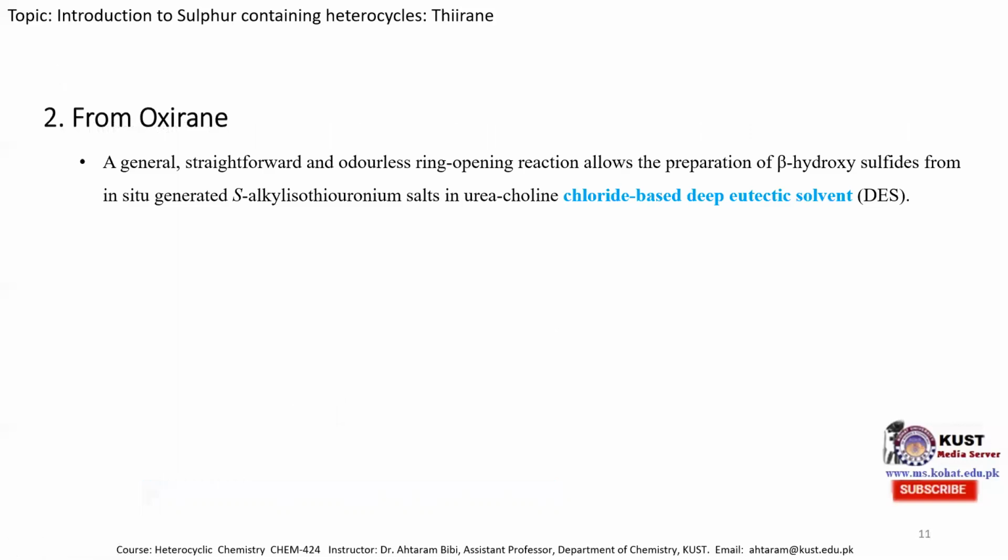Thiirane can also be produced from oxirane by a straightforward and orderless ring opening reaction using beta hydroxy sulfide from in situ generated S-alkyl isothiouronium salt in urea choline chloride based deep eutectic solvent. So the reaction of epoxide with thiourea in choline chloride based deep eutectic solvent yields the corresponding thiiranes.